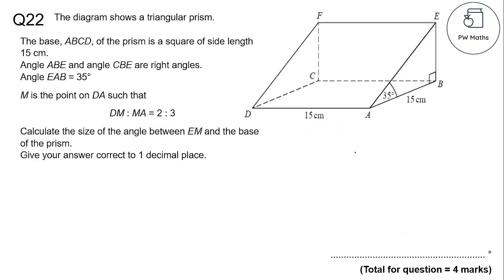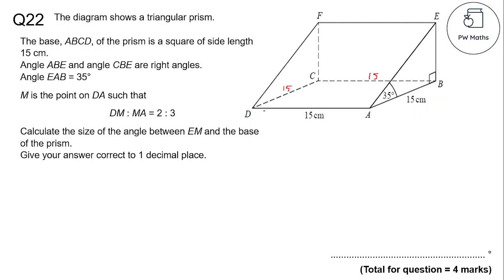Second version of the question. Diagram shows a triangular prism. The base ABCD of a prism is a square. So again, we've got 15, 15. I could write in 15 there and 15 here as well. Of side length 15. ABE and CBE are right angles. Angle EAB is 35. I can see that drawn on the diagram.